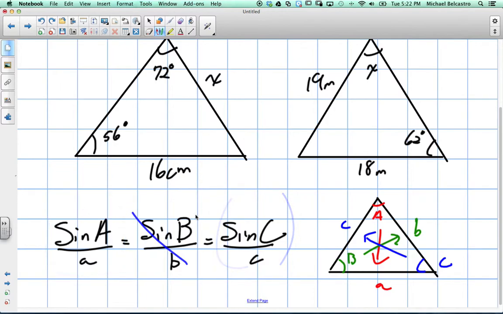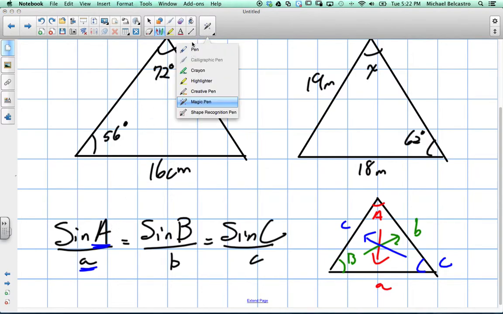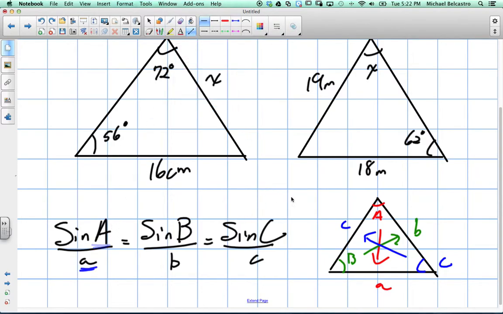In order to use sine law, you have to have a complete ratio. That means you need an opposite angle and an opposite side in order to use sine law. If you don't, then you can't use sine law. For instance, let's say I quickly build a small triangle on the side, and maybe this triangle is 3, 4, 5. And find this angle x.